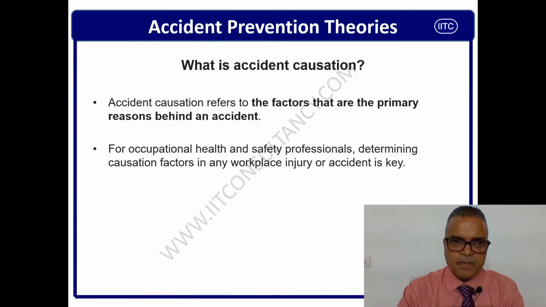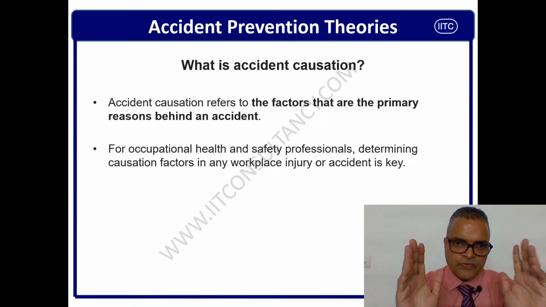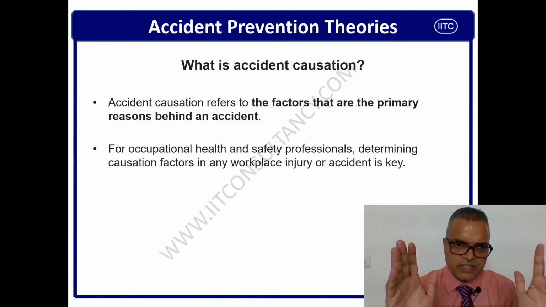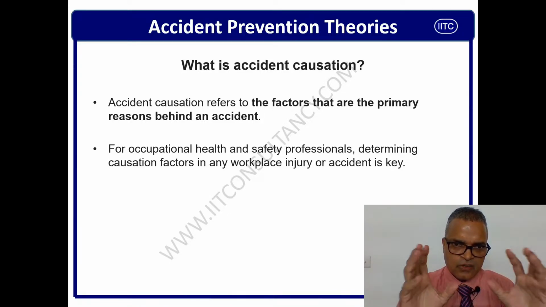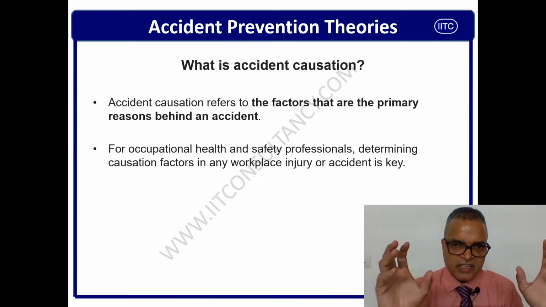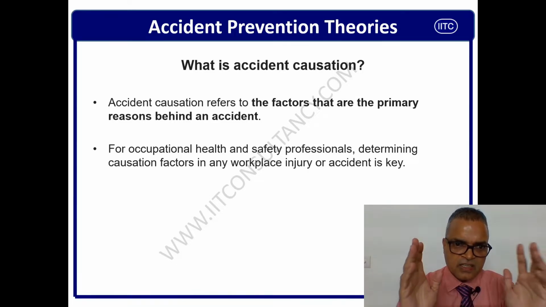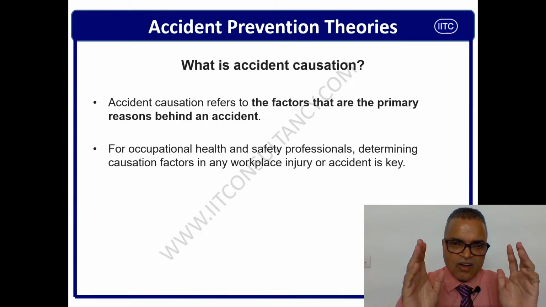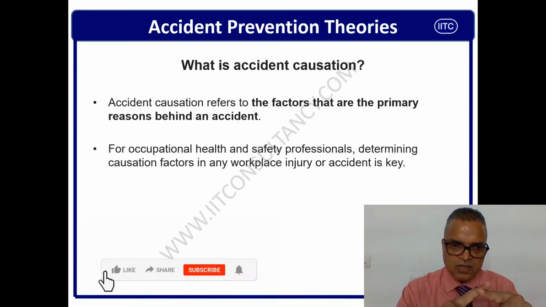Let us go ahead. What is accident causation? Accident causation refers to the factors that are the primary reasons behind any accident. So these are the causes for accident. Which is the primary reason for any accident? You can say immediate causes, maybe. For occupational health and safety professionals, determining causation factors in any workplace injury or accident is a key factor, because there is a root cause, there is a basic cause, there is an immediate cause, there is an accident, there is a loss or injury to the people.